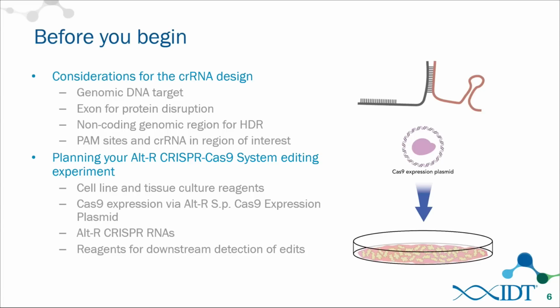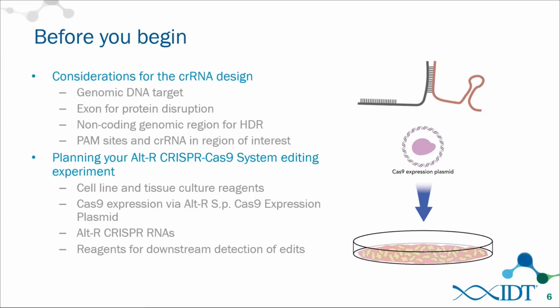What is the genomic target going to be? Where within the genome are you going to target? Is the intention of the genomic editing for protein disruption? If so, which exon within the gene is going to be targeted? Or rather, is the intention with the double-stranded break in the genome that would be mediated by Cas9 and the Alt-R CRISPR RNAs to target a non-coding genomic region for homology-directed repair to paste in a DNA template?